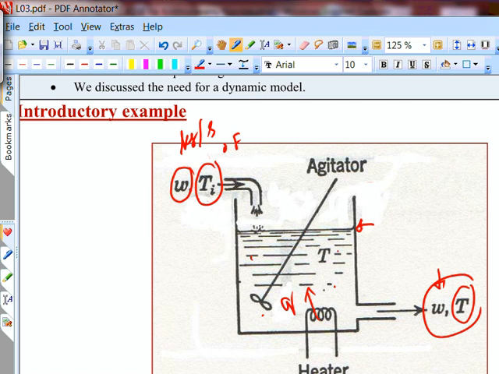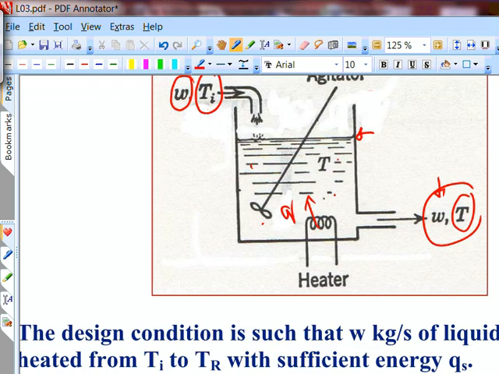Okay? So that is a physical description of the problem. And our task is to develop a control action that will manipulate the amount of heat that you add so that no matter what happens to the inlet temperature, decreases or increases all of a sudden, I want to maintain the outlet temperature at a constant value. And that I'm going to call TR, would be my set point.